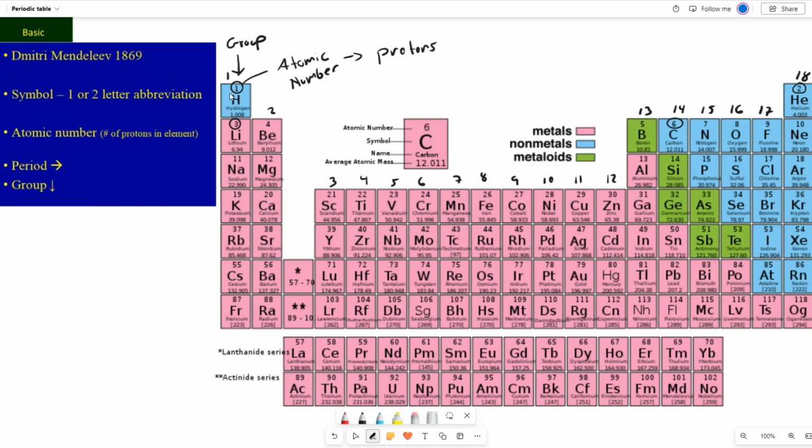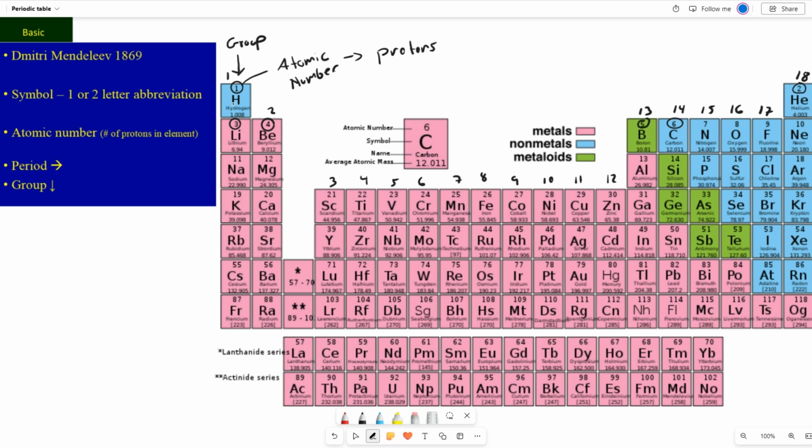17 and 18. All right. So there are 18 groups. Those are the columns going up and down. And as Dmitri found that the third element had similar properties to the first element, lithium and hydrogen, he put them under the lithium underneath the hydrogen. Then if you looked at the fourth element, beryllium, that didn't have properties that matched up with anything else, so he just kind of put it in its own group or column.